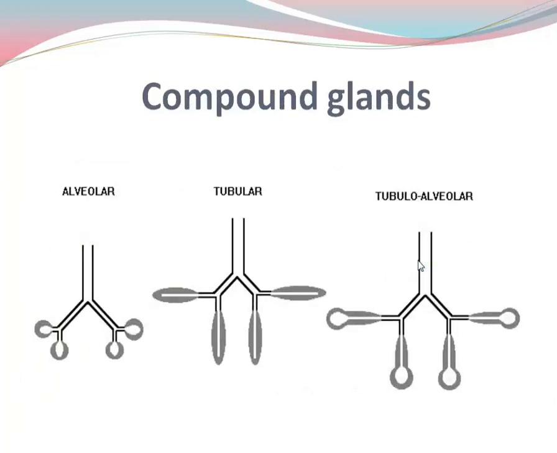Now the same alveolar, tubular and tubulo-alveolar glands are there. The only exception is that a lot of branching happens, and that is the characteristic of compound glands. So here you will find these are alveolar glands, but they are united with many different alveoli forming a branched network system. Here they are tubular, but they form a branched network system. Here again they are alveolo-tubular, but form branching networks. So these are the compound glands: alveolar, tubular and tubulo-alveolar compound glands.